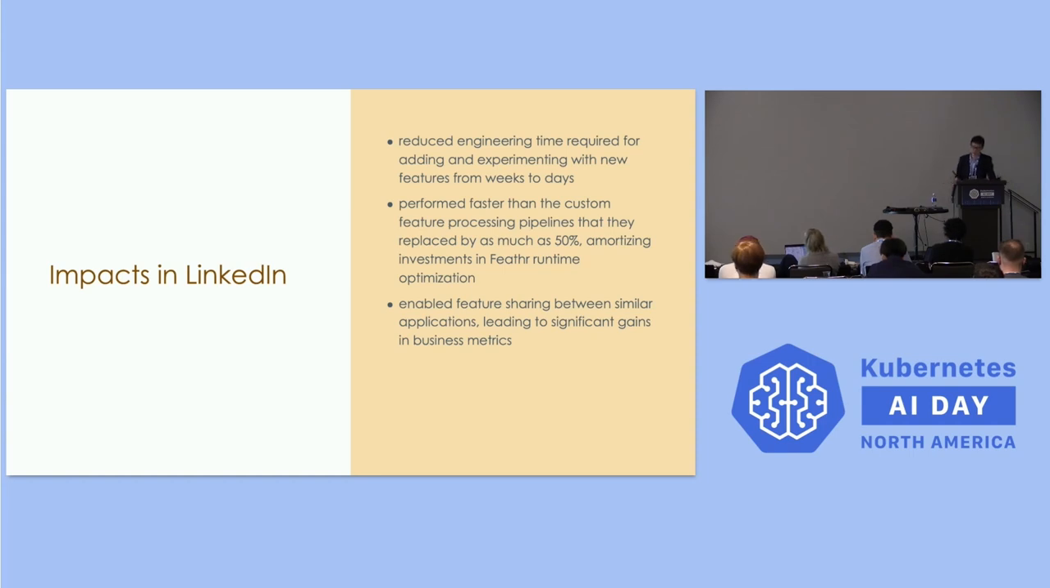And the second is related: we find that Feathr performs faster than some custom built feature processing pipelines, sometimes by as much as 50%. And Feathr also enables feature sharing between similar applications. For example, you have a feature for your member or a feature for your job, and the other team is building similar kinds of AI applications, but with a slightly different variation. You can just use Feathr and call that feature name, and we can help you orchestrate all the artifacts for you without too much hassle.